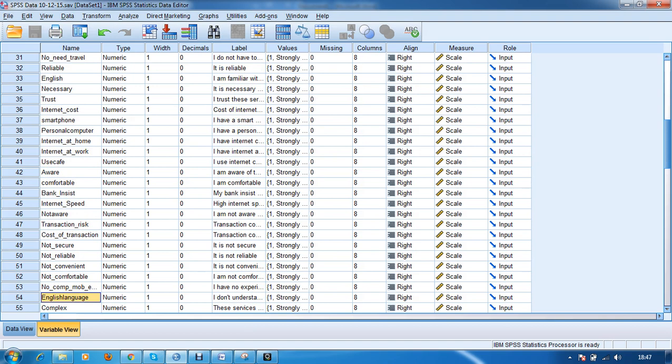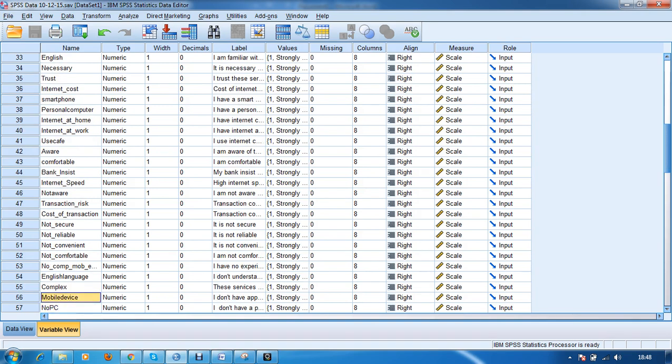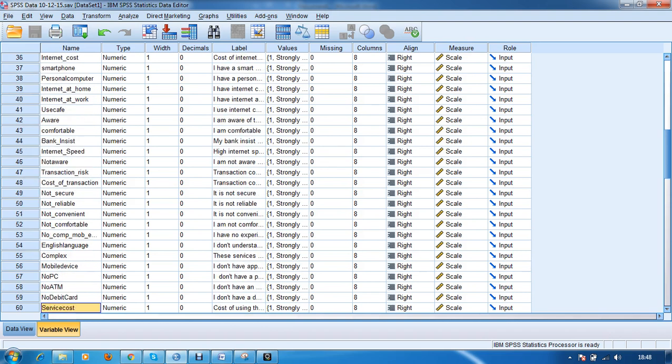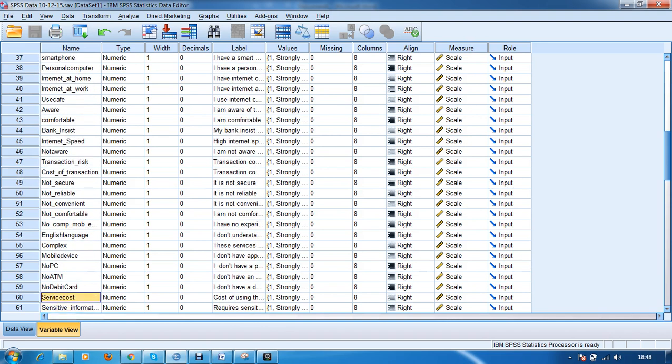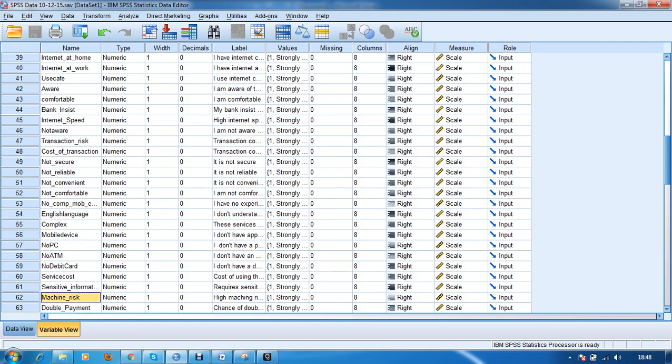I am not familiar with English language. Mobile device or electronic device or personal banking devices such as computer are complex to use. I don't have a mobile device, I don't have a personal computer, I don't have an ATM card, I don't have a debit card. The service cost is very high. Sensitive information needs to be provided. Machine risks, there is a machine risk.